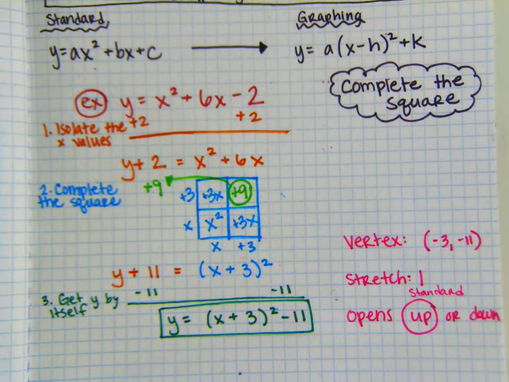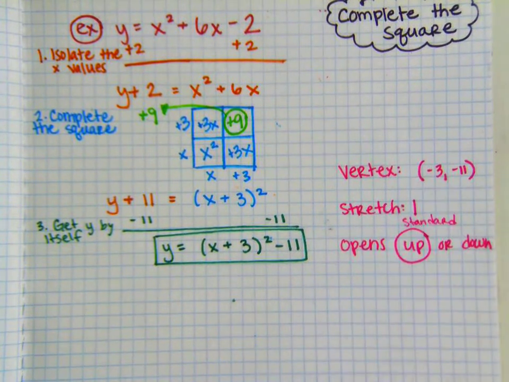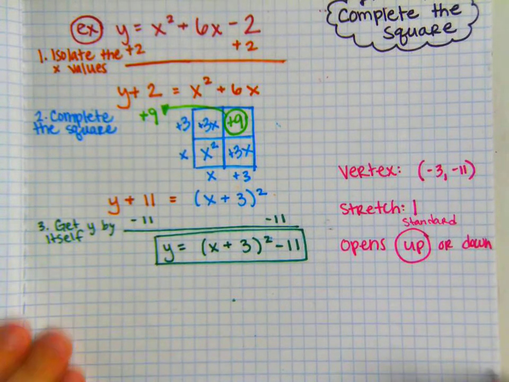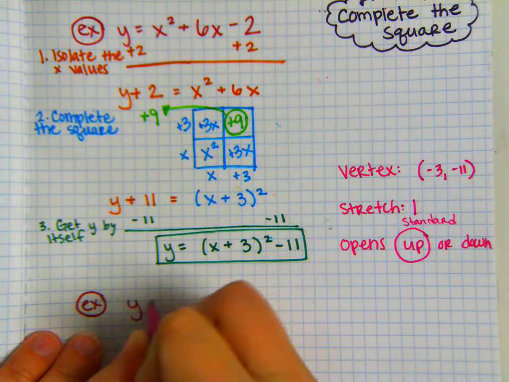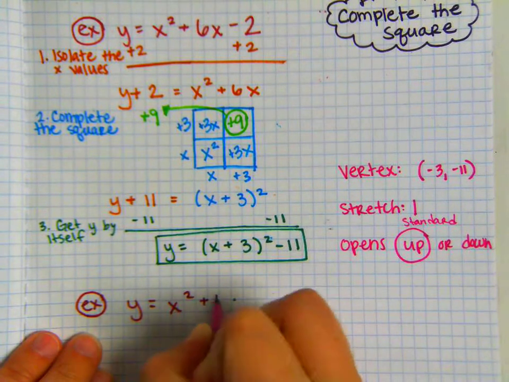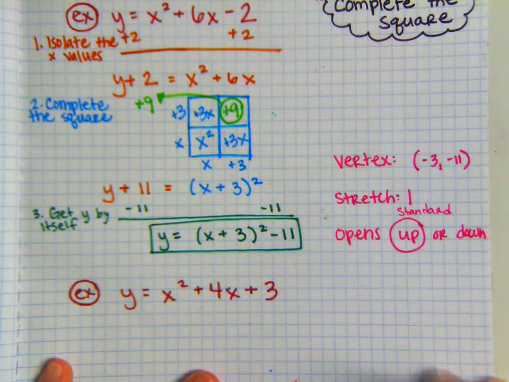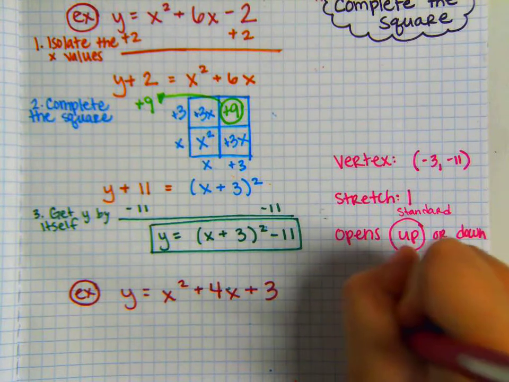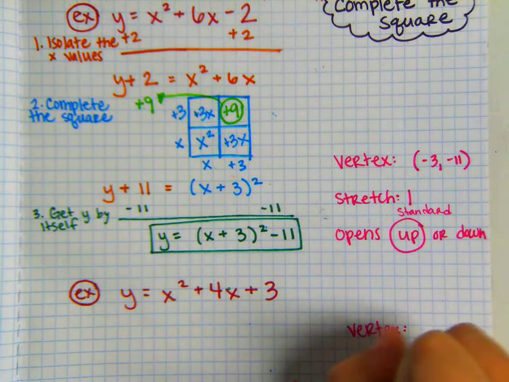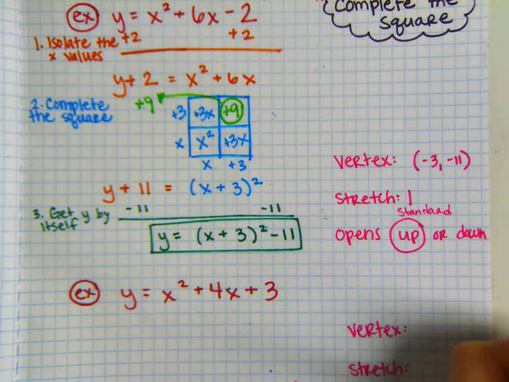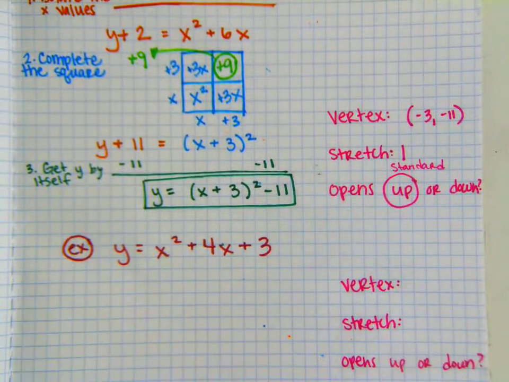So I'm going to give you an example now that I want you to do before I go over it. And I do want you to answer those questions on the side after you finish with the example. So go ahead and change this into graphing form. Y equals x squared plus 4x plus 3. And then you're going to identify the vertex, the stretch, and if it opens up or down. Okay, so go ahead and do that one.